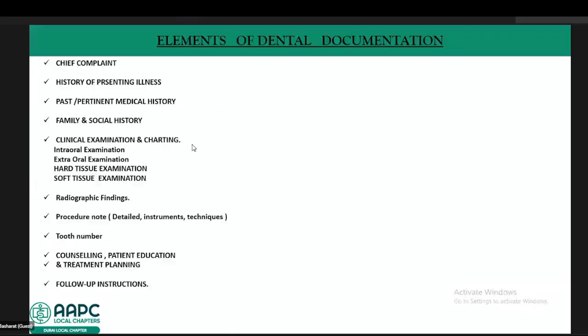Okay, so this is the most important part of this presentation, the documentation. Elements of the dental documentation: the doctor needs to write the chief complaint and the history of present illness. This is not like in medical, where we have an E&M code, where we require all this history, past and family history.